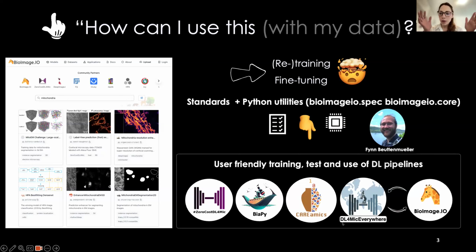There are tools more devoted to the training that build a connection with the zoo by consuming these standards, being able to load the models or to export them. That's how we get synchronized with the zoo. And these are community partners as well. What I'm going to present today is more DL4MicEverywhere, because we go more into the reproducibility part of the zoo.